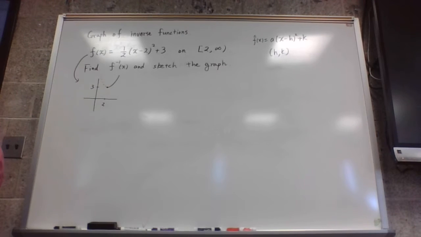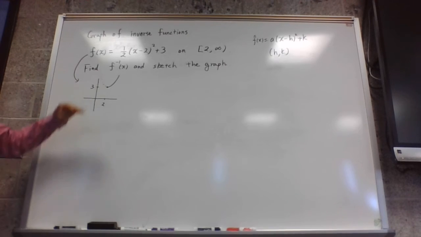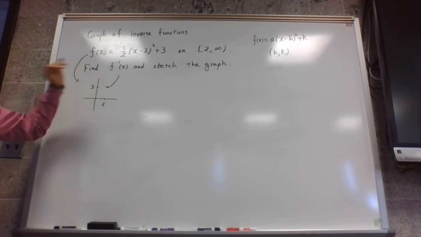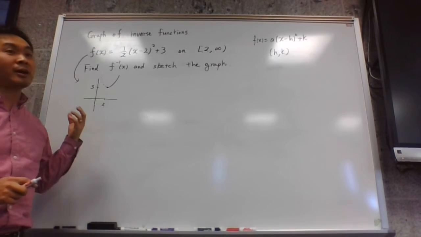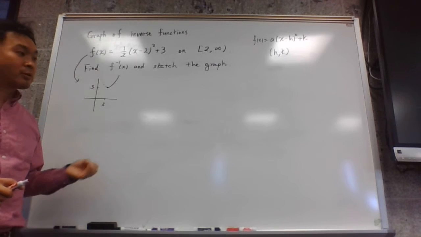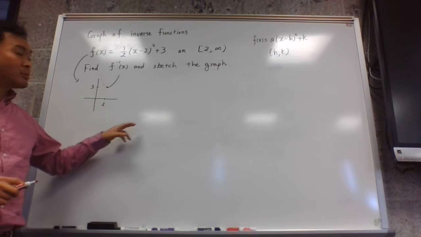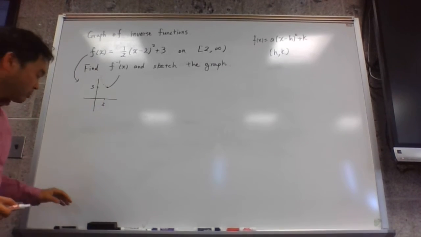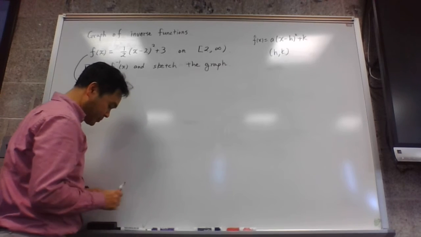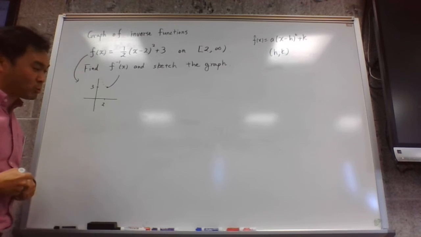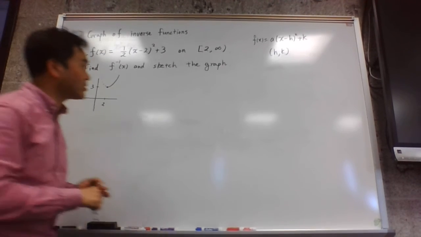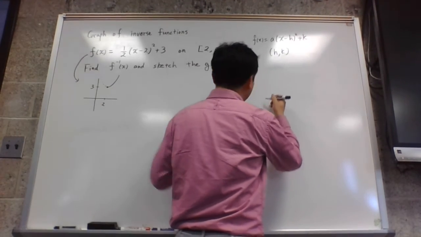What is the horizontal line test for? Yeah, the horizontal line test tells you if it's a one-to-one function. And if it's not a one-to-one function, then you cannot have an inverse function. Because, okay, let's see. To explain that, I have to go back and explain this procedure of finding the inverse function.